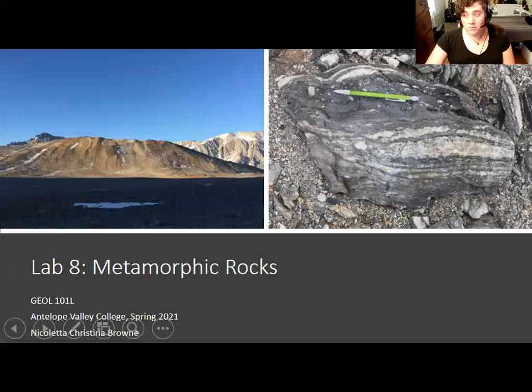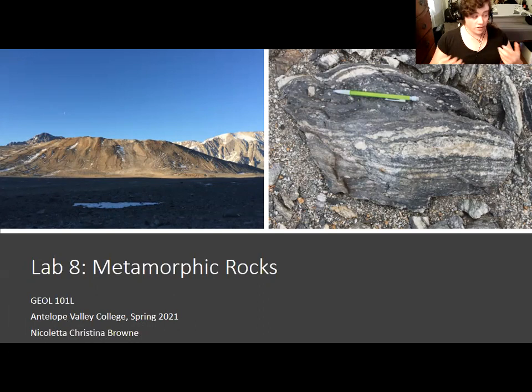Okay, so we're moving on to the final category of rocks, metamorphic rocks. Metamorphic rocks form when any other rock is subjected to high enough heat and pressure that it undergoes changes in the texture, in the mineralogy, or in both. Usually it actually happens with both texture and the minerals.